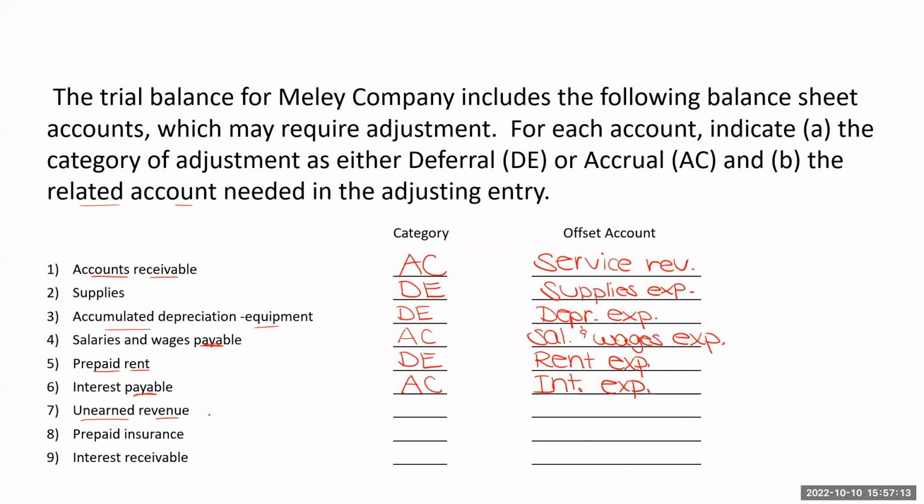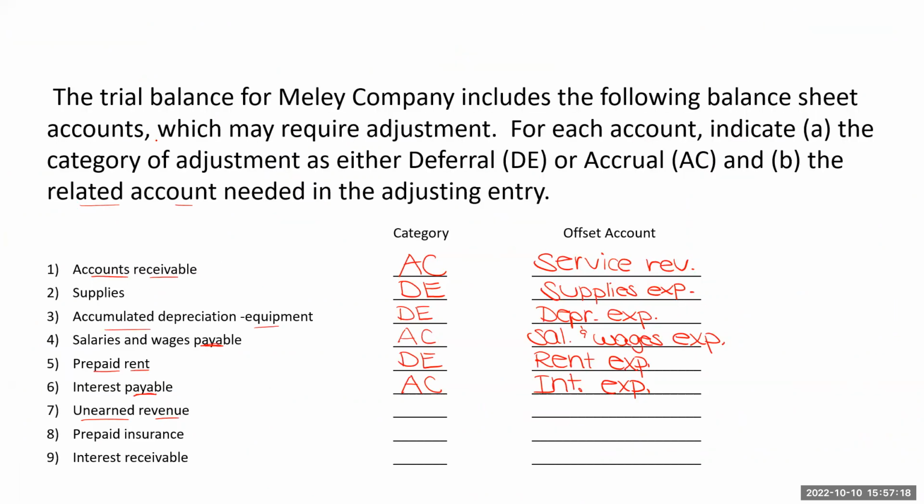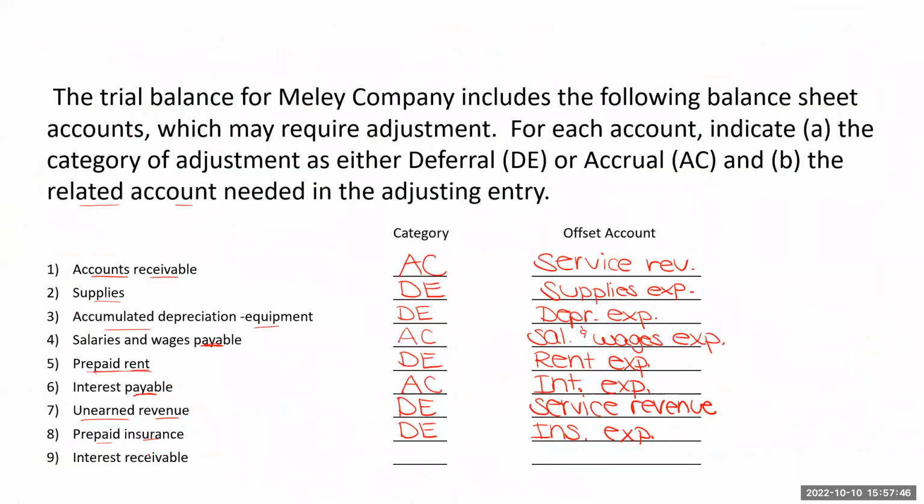Unearned revenue. Unearned revenue, it's cash prepayment from our customers, which is a deferral, and the offset will be service revenue. Prepaid insurance, it's the same as supplies, it's the same as prepaid rent. Okay, prepaid insurance. On the deferral side, you're going to increase an expense. Now it's insurance expense and decrease the asset, prepaid insurance.